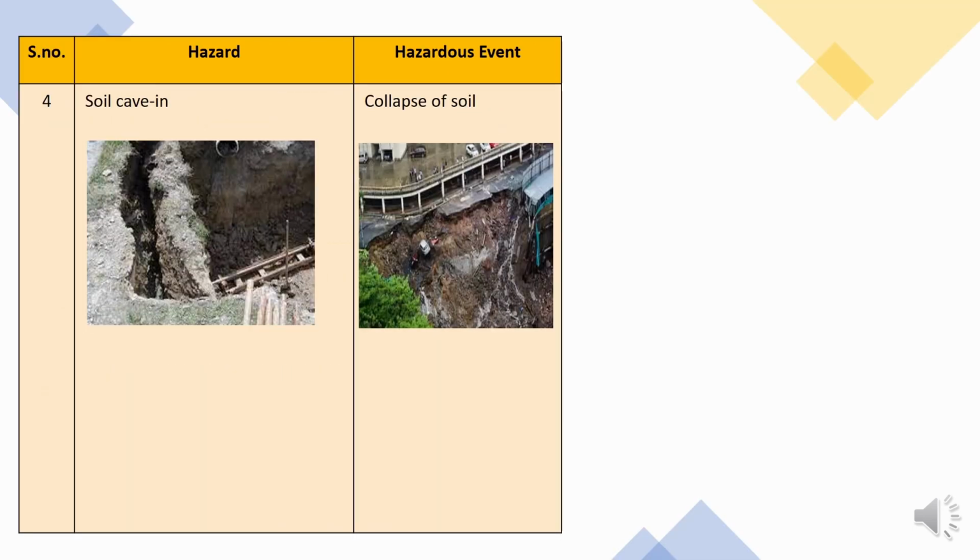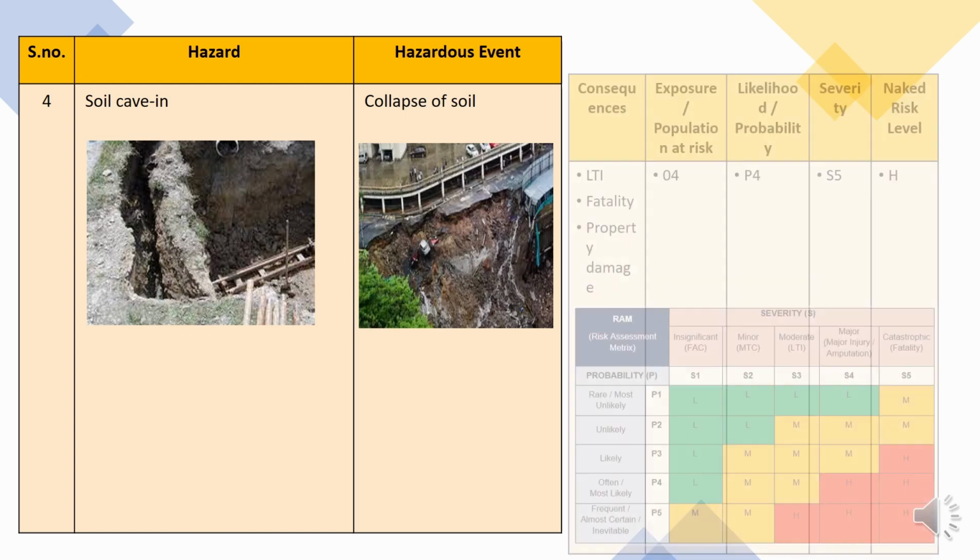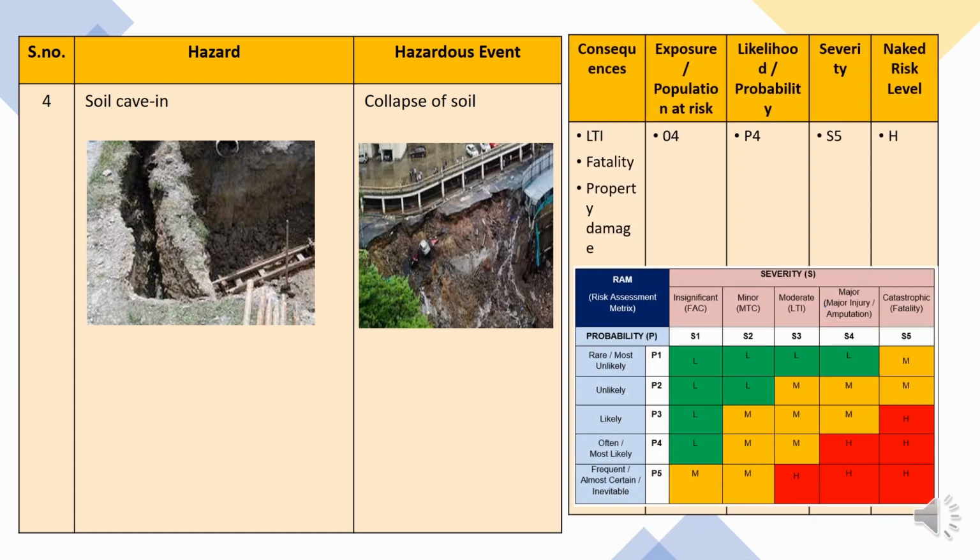Let's come to the next hazard, which is soil cave-in. A cave-in in soil is a hazardous event that will lead to collapse of soil, and the consequences will be lost time injury, fatality, property damage, and exposure of population risk is the same, 4. Likelihood is P4, meaning it is often or most likely possible, and severity is S5. If it happens, it will lead to fatality, that's why it is taken as S5.